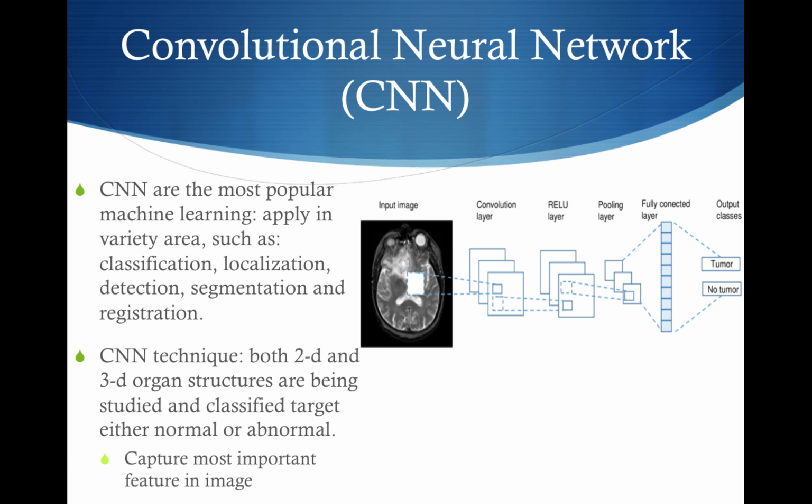So when we have the input image, it goes through different layers, such as the convolutional layer, ReLU, and pooling layer. Then it goes to a filter, which reduces the dimension of the image into one dimension, and then the output is either normal or abnormal, which is a very powerful tool for classification in medical reports.